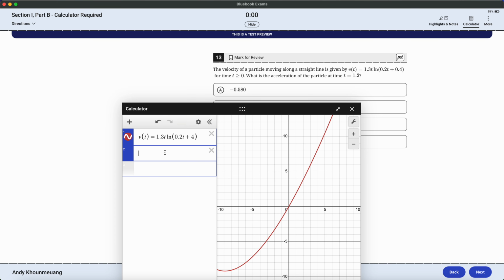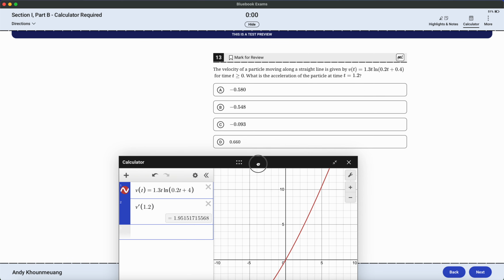And then it's asking us what's the acceleration of the particle at time t equals 1.2. Now, obviously, Desmos will not know the connection between velocity and acceleration, so you can't just say a of 1.2 and call it a day. But remember that because we want to find the acceleration, we could take the derivative of velocity at 1.2, and that will give us an answer.